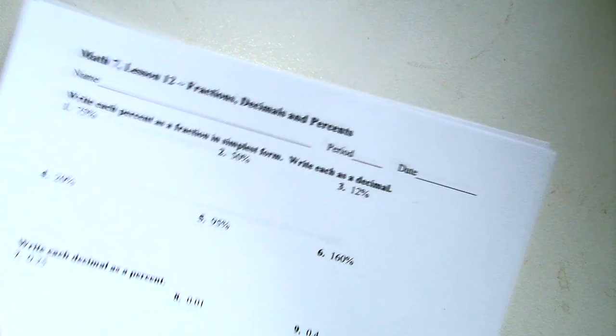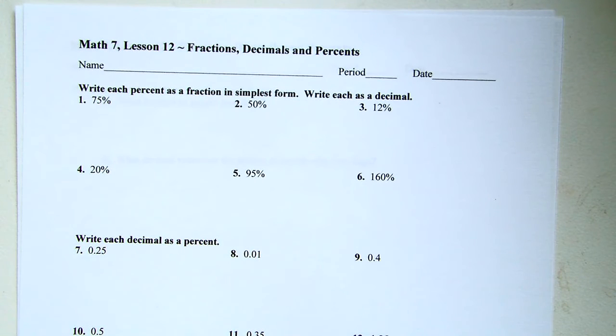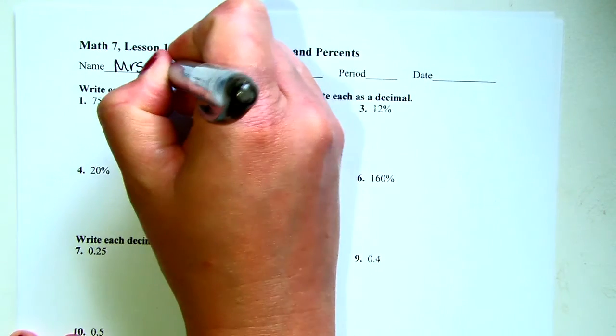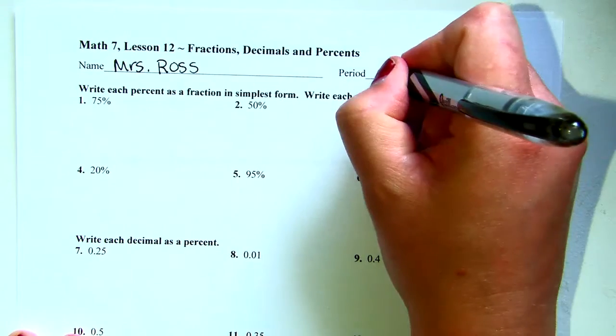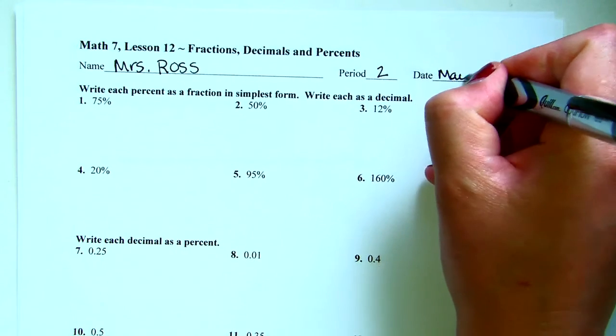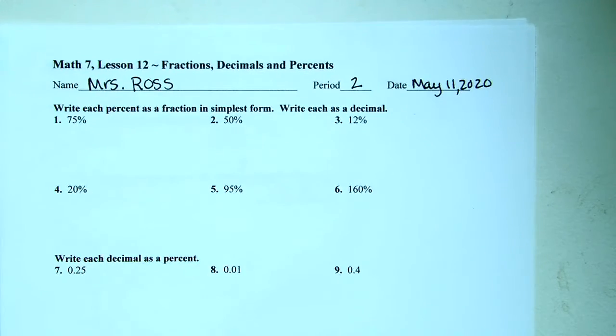All right. So what we're going to do now is we're going to get started with our assignment. So once again, our assignment is for lesson 12. This is Math 7, fractions, decimals, and percents. Please make sure that you write your name on both pages before you get started. I'm going to do that as well. This is for class period 2, and today's date is May 11th, 2020. So I'm going to write that on both pages.